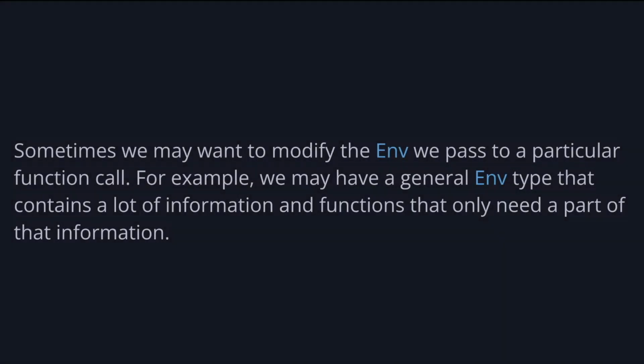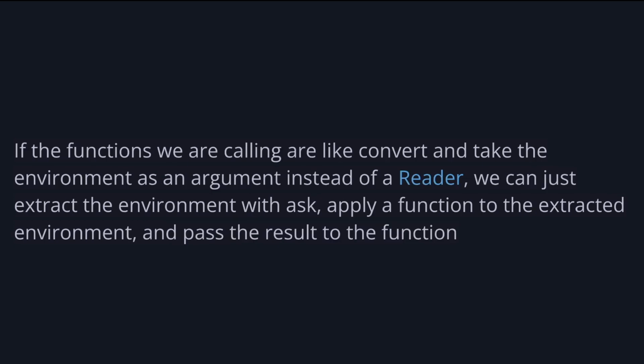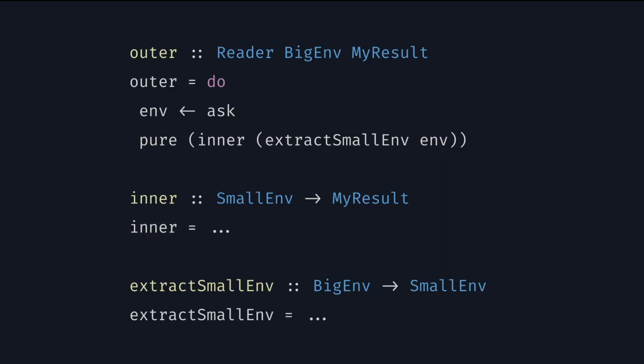Sometimes we may want to modify the environment we pass to a particular function call. For example, we may have a general environment type that contains a lot of information and functions that only need a part of that information. If the function we are calling is like convert and takes the environment as an argument instead of a reader, we can just extract that environment with ask, apply a function to the extracted environment, and pass the result to the function like this. So in the outer function, we get the environment, then we use the function extract small environment to get some smaller piece of the environment and pass it along to this inner function, which wants a smaller part.